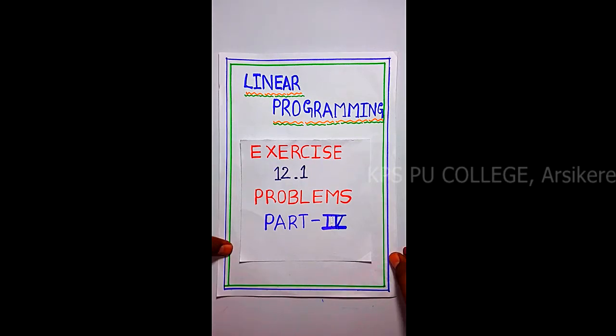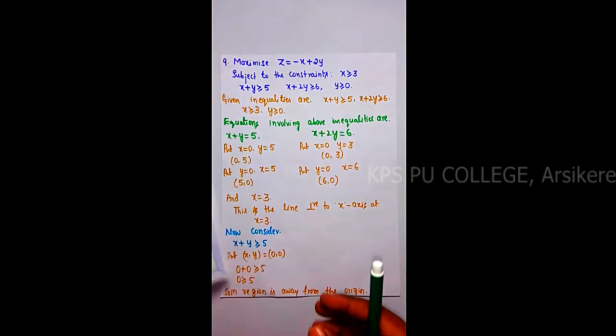So in that, question number 9: maximize z equals minus 6 plus 2y subject to the constraints x greater than or equal to 3, x plus y greater than or equal to 5, x plus 2y greater than or equal to 6, and y greater than or equal to 0.